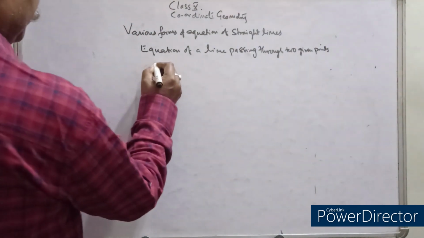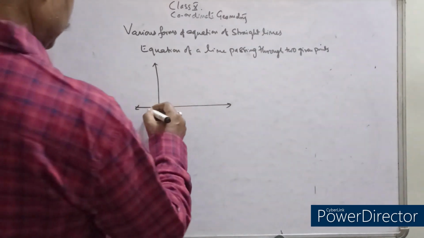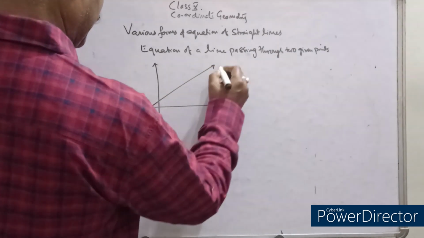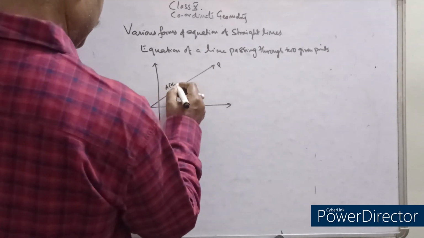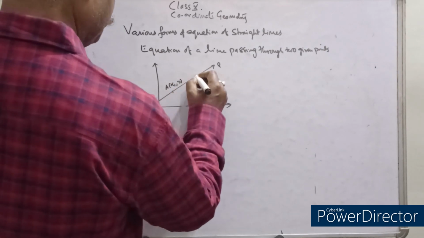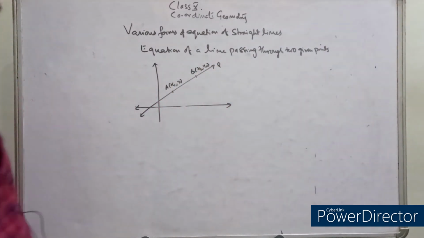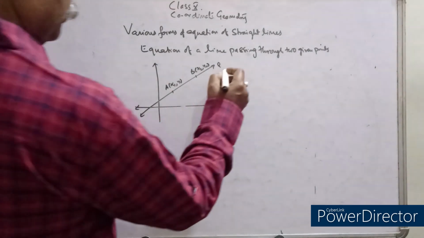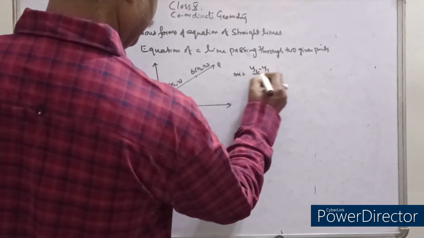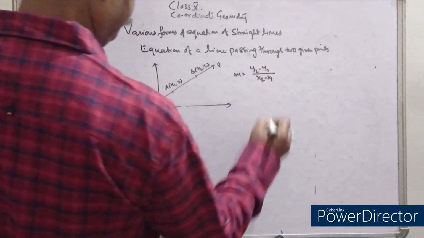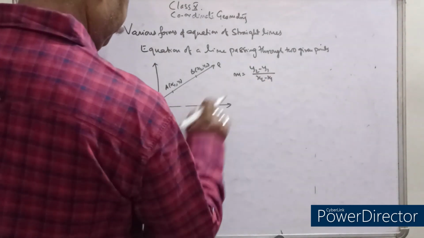So here you see that this is the line which is L, which is passing through a point. Let this be x1 y1, and another point, that is B, that is x2 y2. So now your slope, that is m, will be equal to y2 minus y1 by x2 minus x1. So now you have found out the slope.